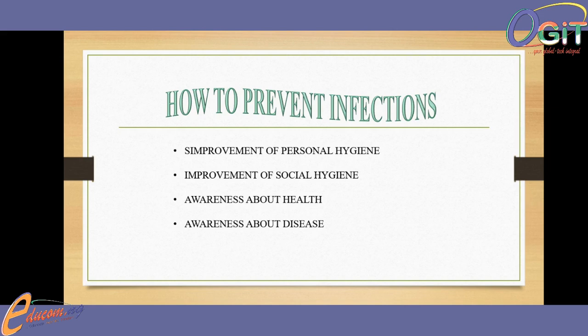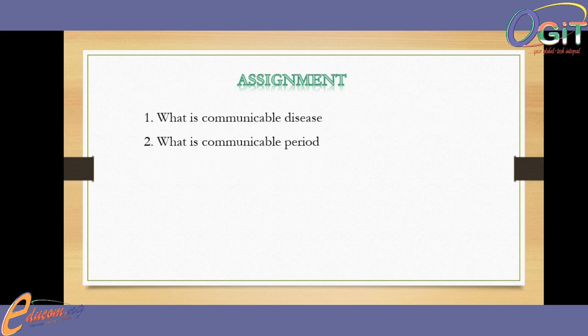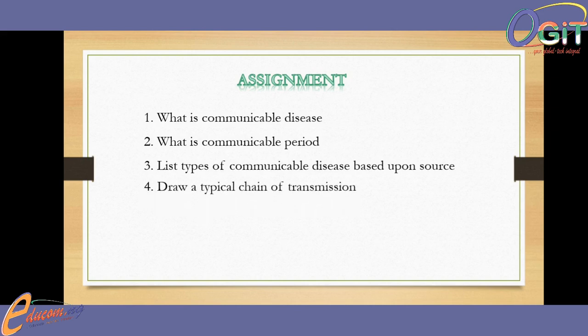Here we come to the end of the class today, but before I go, here is the assignment. Number one, what are communicable diseases? Number two, what is communicable period? Number three, list types of communicable diseases based upon source. Number four, draw a typical chain of transmission. And number five, how can we prevent communicable diseases?